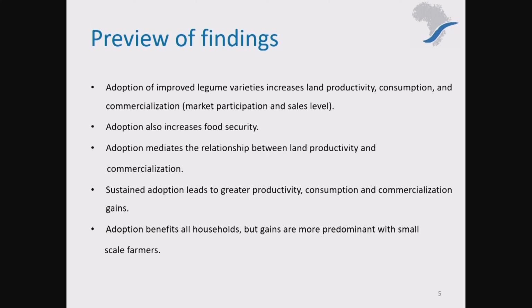And one key result for policy is the fact that we always are so concerned about whether these improved technologies really benefit smallholder farmers. And one key highlight from my research agenda is the fact that the adoption of these improved legume varieties really benefits smallholder farmers as compared to very large farmers.